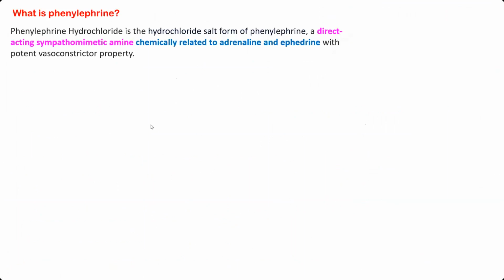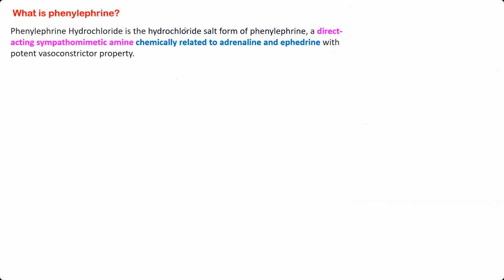Another drug which you commonly use nowadays: what is phenylephrine? It is an alpha agonist. Very good. It is the hydrochloride form, a direct acting sympathomimetic amine chemically related to adrenaline and ephedrine, which both have potent vasoconstrictor property. And how does it help in treating hypotension? It acts on the alpha 1 receptor, causing peripheral vasoconstriction and increasing SVR.